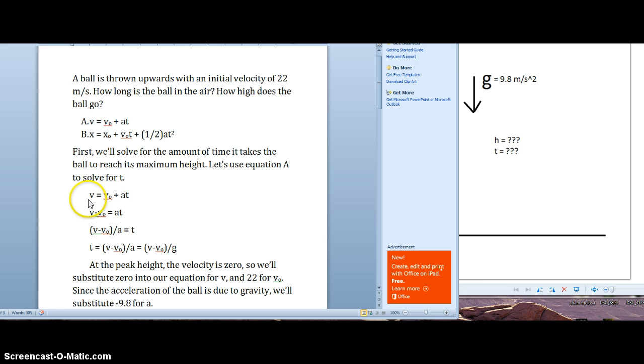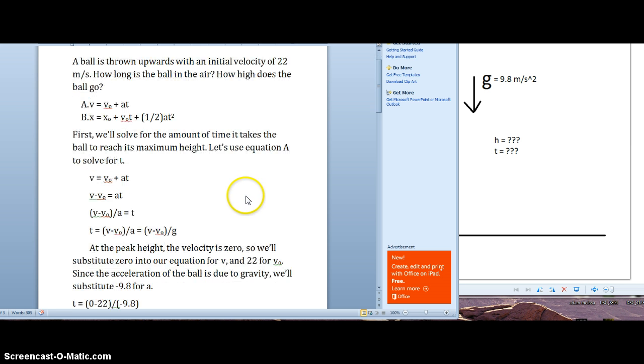So velocity equals v naught plus at. If we subtract v naught from both sides, we get v minus v naught equals at, and then we divide both sides of the equation by a, and we have v minus v naught divided by a equals t. So we have t by itself. We've isolated our variable, so now all we have to do is plug in our values and we're set.